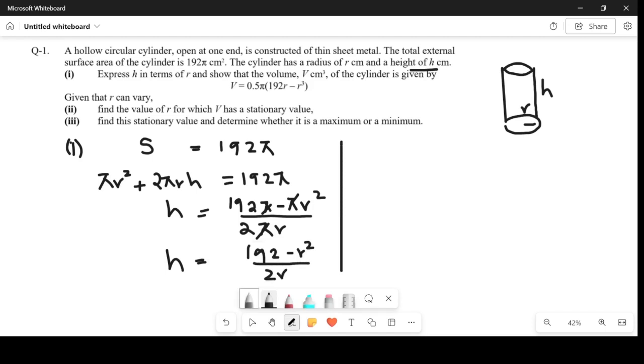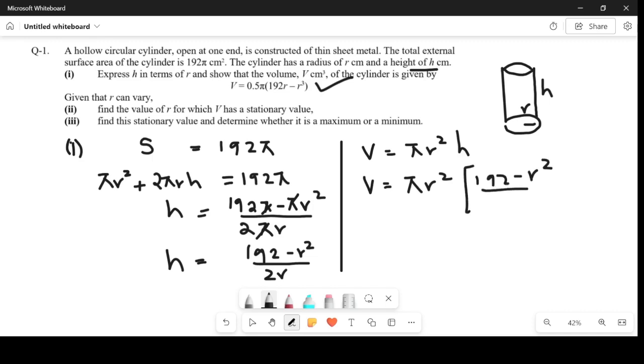Now we need to find an expression for the volume. Volume of a cylinder is pi r squared h, another formula that you must have memorized because it will not be there in the formula sheet. Replace h with the expression we just got. Expand completely: this r and this r squared get cancelled. Then you open the brackets, bringing out the 2 in the denominator, half pi, and then 192 minus r squared, and there was an r outside which gets multiplied with the values inside, so 192 r minus r cubed.